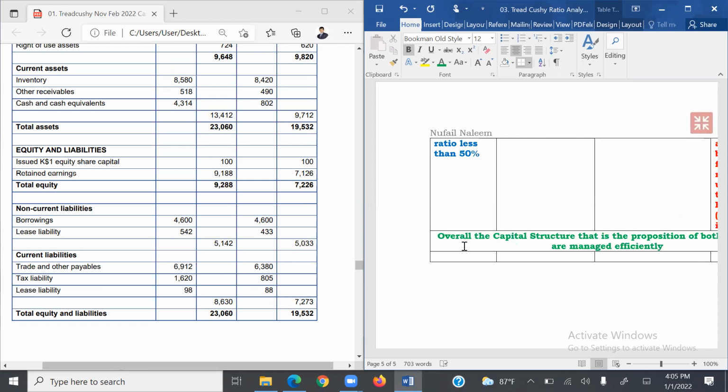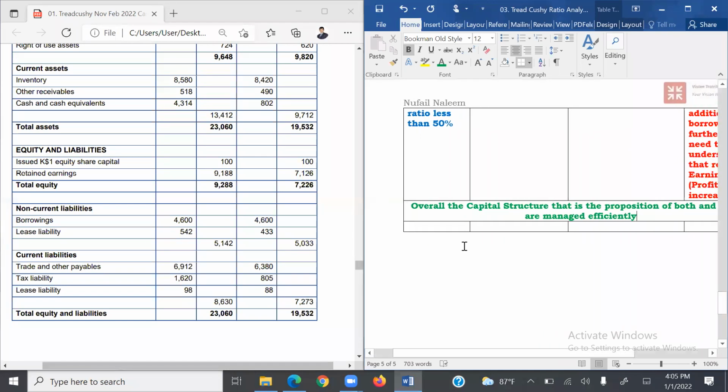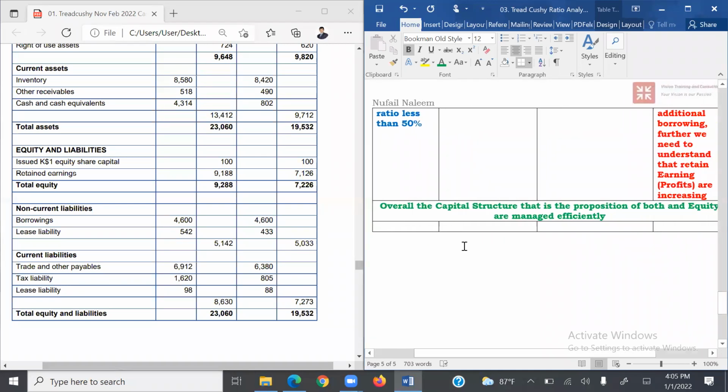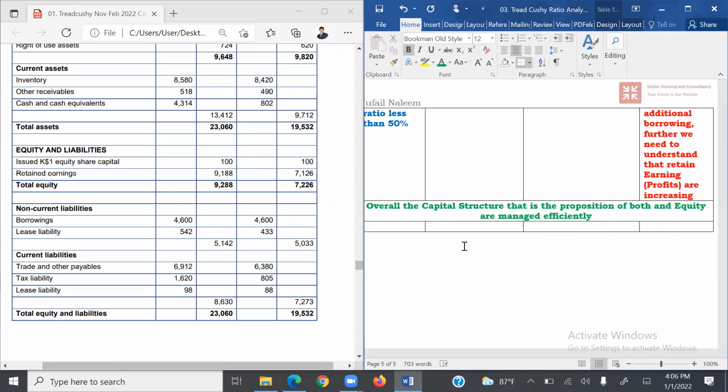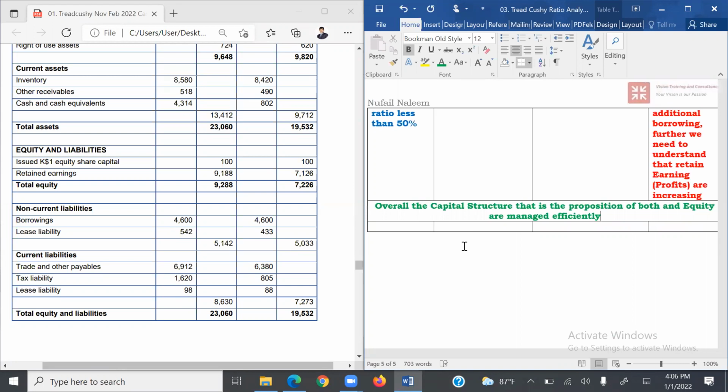Students, are you getting this application? Yes or no? Overall, the capital structure, that is the proportion of both debt and equity, is managed efficiently. Are you getting that understanding, students? Yes or no? Because here you are not too much borrowed. If you take too much loan, also problem, students. So here it's a super management at the moment.